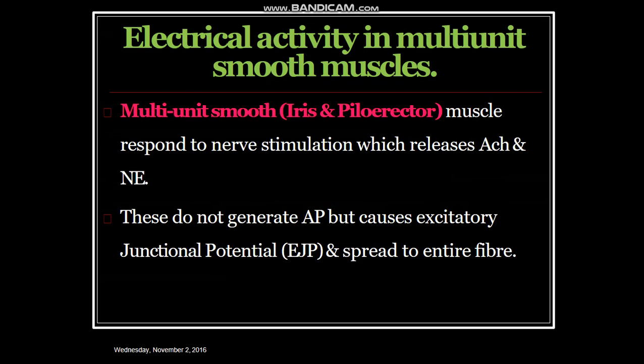Electrical activity in multi-unit smooth muscles. Multi-unit smooth muscle, iris and piloerector muscles respond to nerve stimulation which releases acetylcholine and norepinephrine. These do not generate action potential but cause excitatory junctional potential, EJP, and spread to the entire fiber.